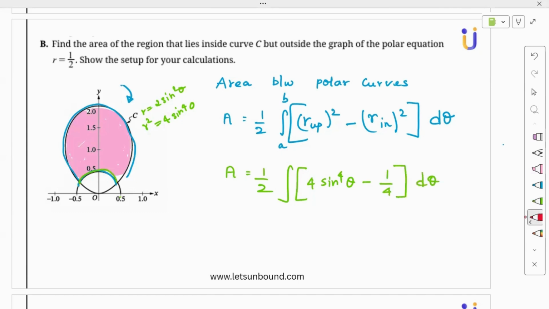Now, what is my limit? These are the limits, but they are x and y values. We can't do that; I need the interval in terms of theta, not in terms of x. So it's the intersection of the two curves. That is your theta, that is the limits. To find the intersection, I'm again going to use Desmos.